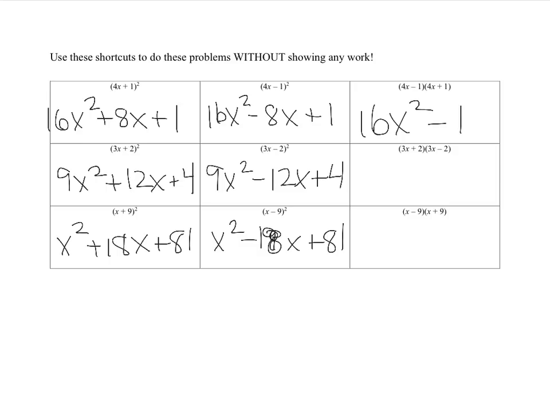So this next one, 3x times 3x is 9x squared. And 2 times negative 2 is negative 4.